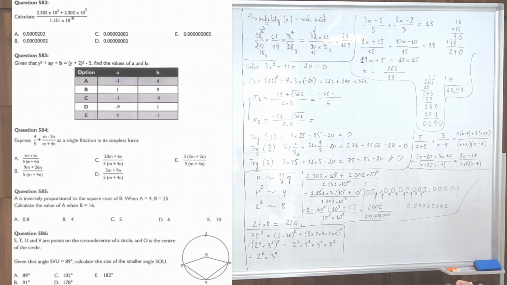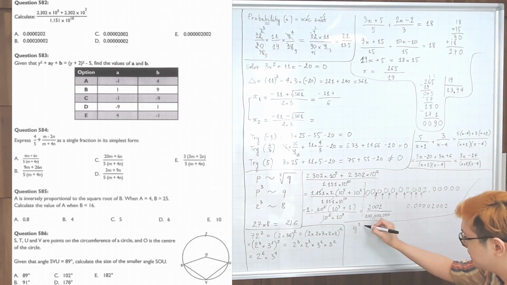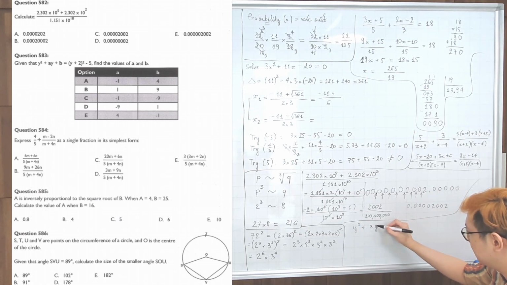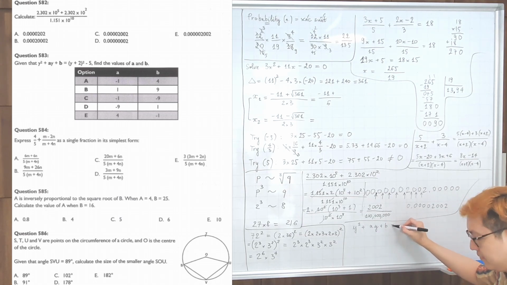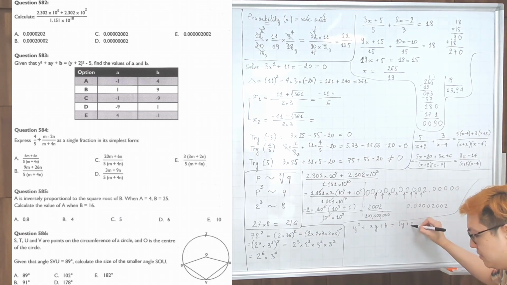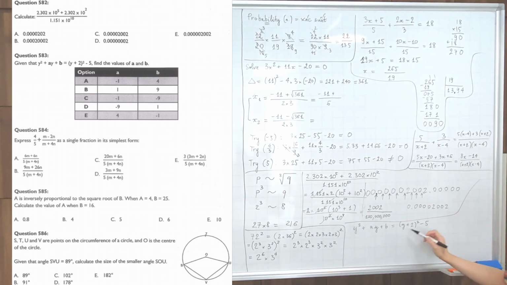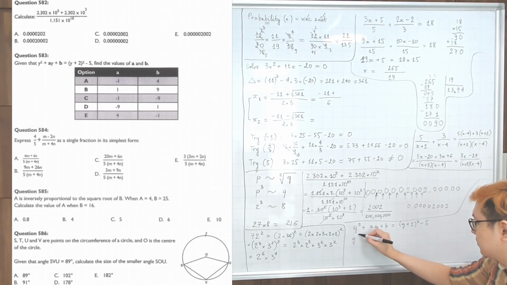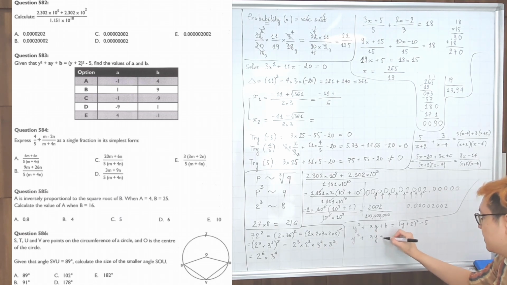Given that y squared plus ay plus b equal to that, find the values of a and b. Phải tìm giá trị của a và b nhé. This question is not that hard. Cái này không khó. So y squared plus ay plus b equal to y plus 2 square minus 5. Just try to break this one into something else easier, isn't it? Hai bên tương đồng mà. Just the two sides has to look similar.